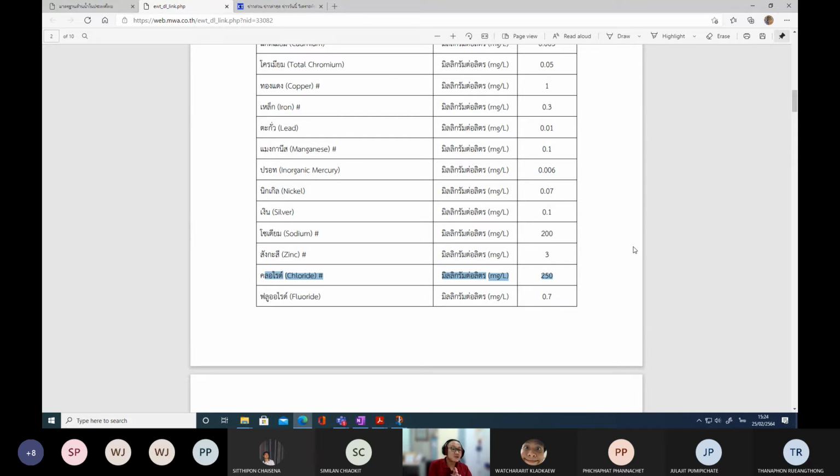This is the specification, but please be noted that the Metropolitan Water Works Authority have the water treatment plant, and in their water treatment plant, they don't have unit operations and unit processes to remove the chloride from water. Sometimes the water in the Chao Phraya River, the chloride reaches above 1000 milligrams per liter. So they don't have the facility to remove this parameter. So if the raw water contains chloride like 500 milligrams per liter, whatever is coming in is going out.